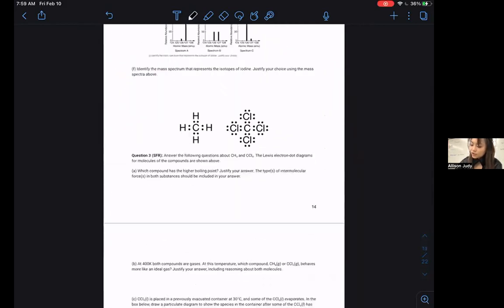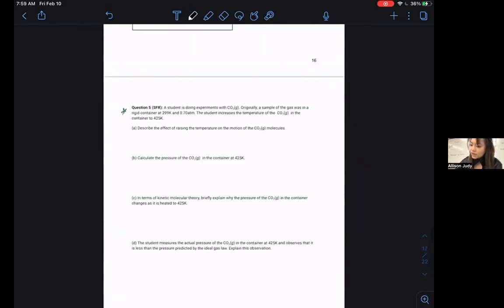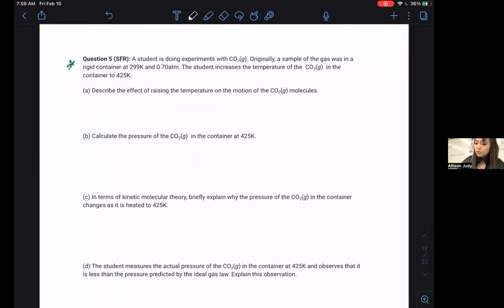We're going to head to question number 5. It's a short FRQ. It should take only about 9 minutes and it's worth 4 points on the AP. So what we have here is a student doing an experiment with CO2 gas. Originally, a sample of the gas was in a rigid container at 299 Kelvin and 0.70 atm. The student increases the temperature of the CO2 in the container to 425. So describe the effect of raising the temperature on the motion of the CO2 molecules.